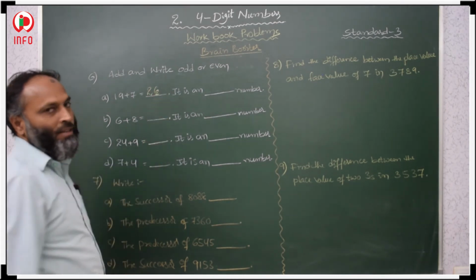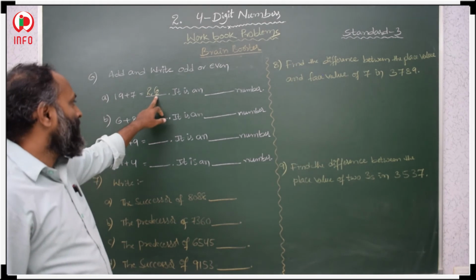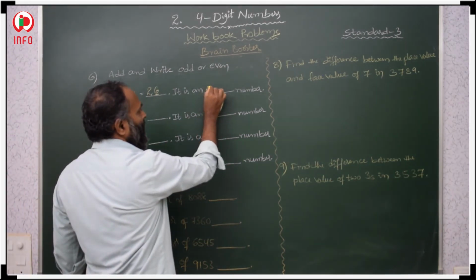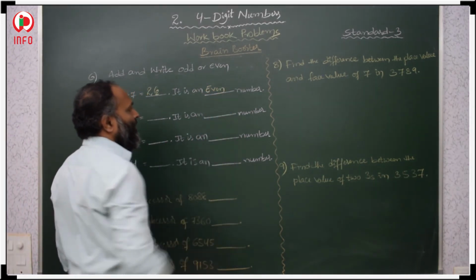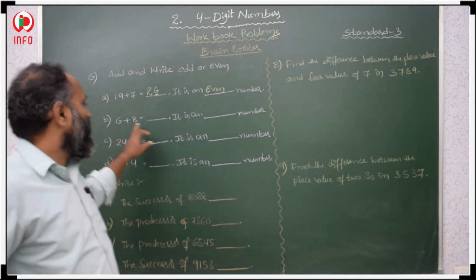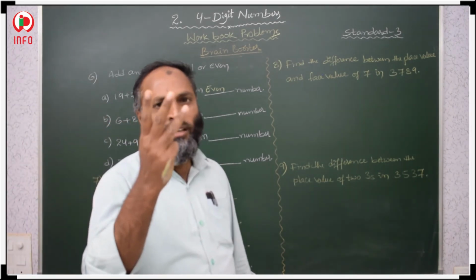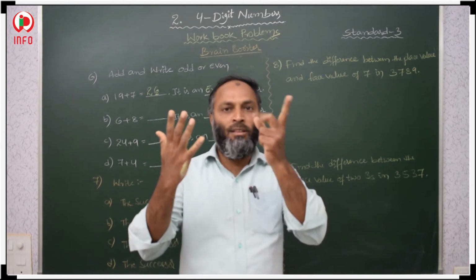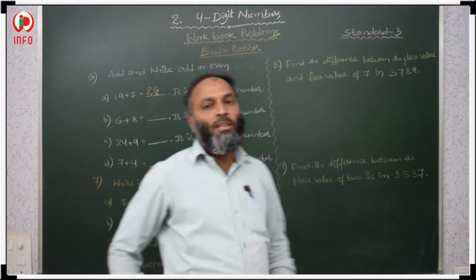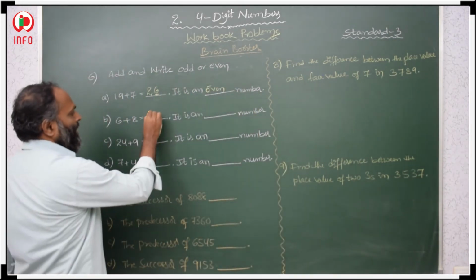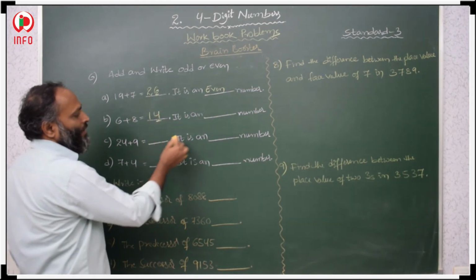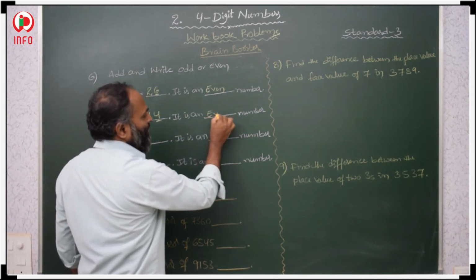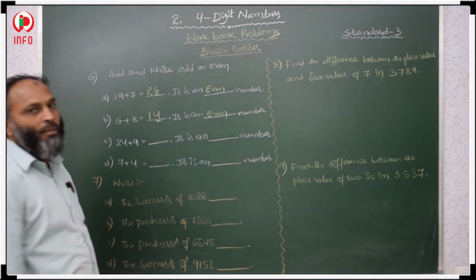6, last digit we have to check. Last digit is even, so it is an even number. Next, 6 plus 8: 6, 7, 8, 9, 10, 11, 12, 13, 14. 14 means here last digit is 4, 4 is even, so this is an even number.